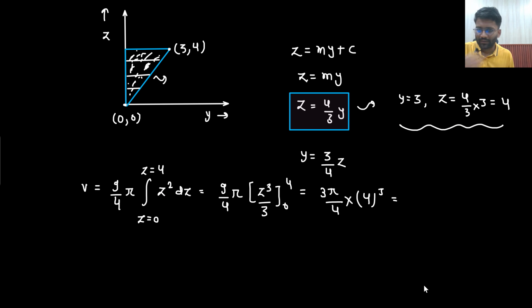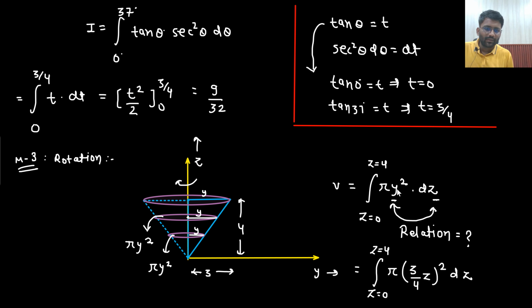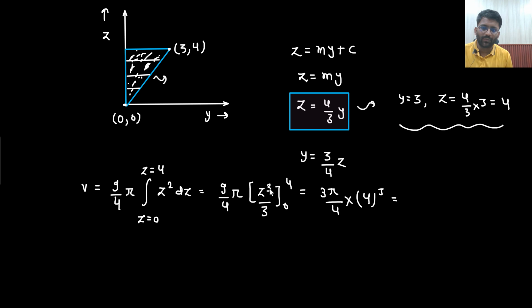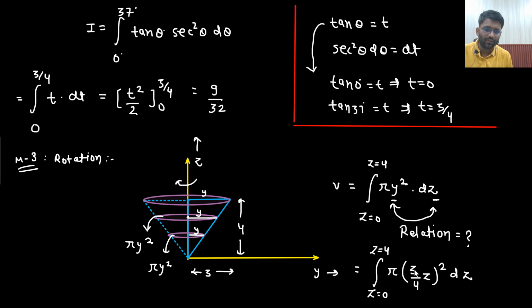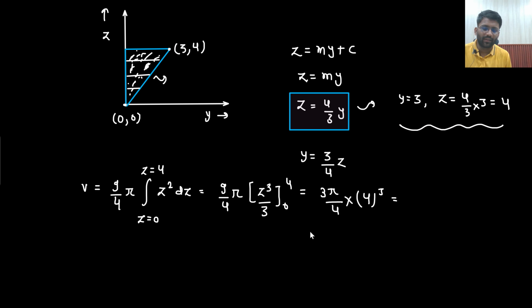Pi y square, pi is outside. What is the value of y? 9 by 16 z square. So z cube by 3. 9 by 16 will come outside, not 9 by 4. Sorry guys, here it will be 9 by 16. So this will become 3 pi by 16.